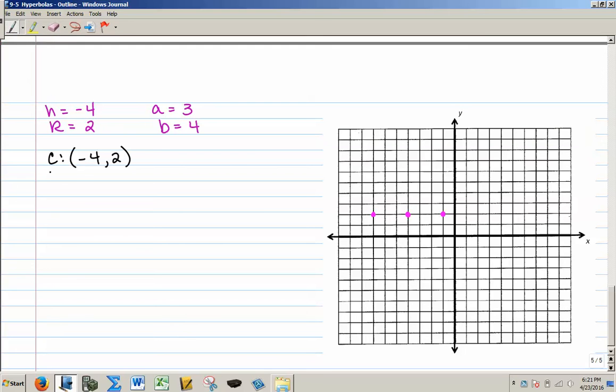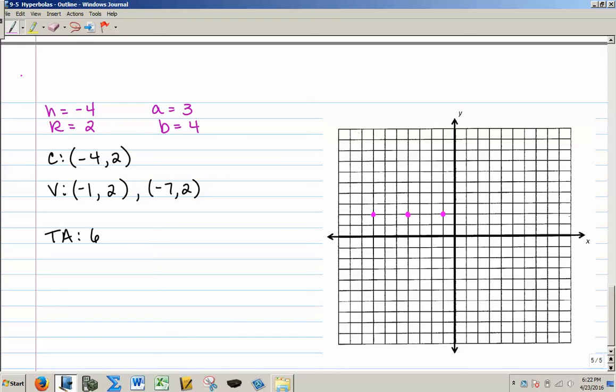Okay, those are also going to be my vertices. Maybe I'll go ahead and write those now. So my vertices are (-1, 2) and, what is that, (-7, 2). Okay, and that's going to be my transverse axis. The length of my transverse axis is 6 units.